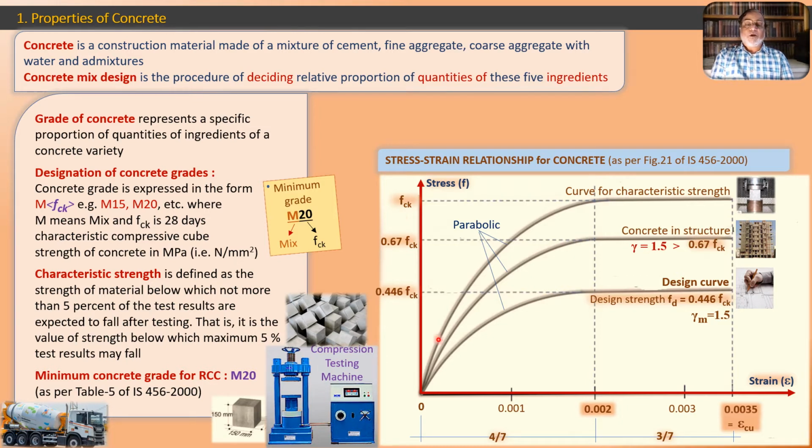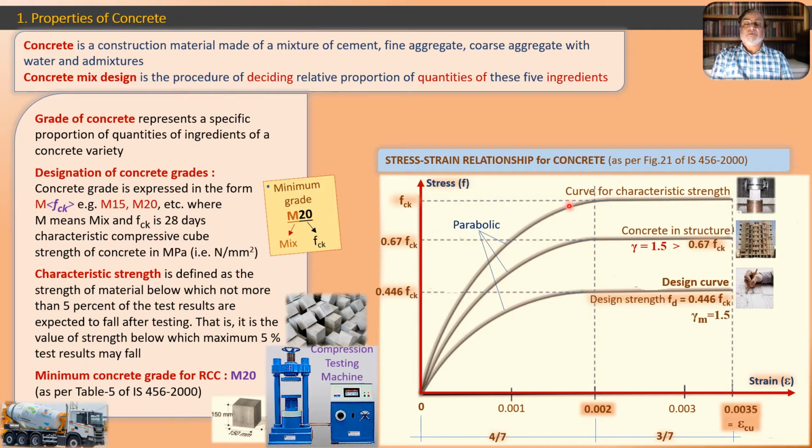If we plot the graph of strain versus stress while testing the cubes, we get this shape. Now let us understand this shape. This shape has two parts. The first part is a parabolic part, which is up to 0.002 strain. After that it is a straight line part. So from 0.002 to the final value 0.0035, epsilon Cu, this is a horizontal straight line. This is the idealized curve given by IS 456.